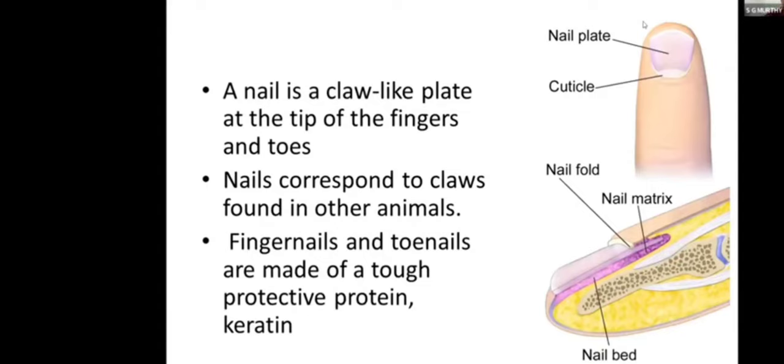Skin ke upar bhi keratin hai, but the keratin layer is very thin. So that's why the skin is not very thick. That same type of keratin is present in the nail, but it is thick, compact. That's why it is hard.